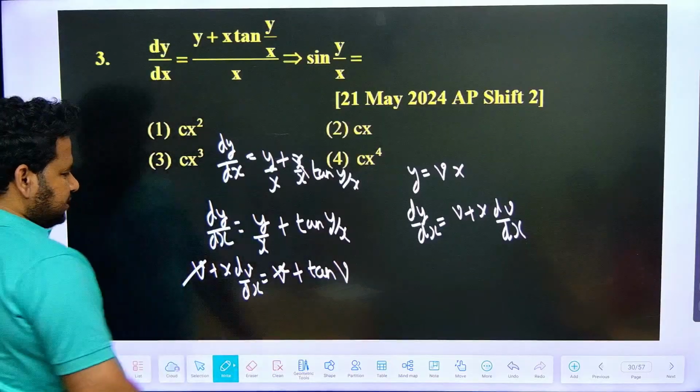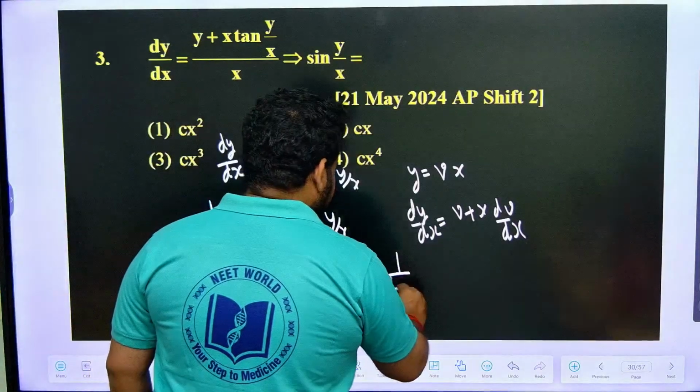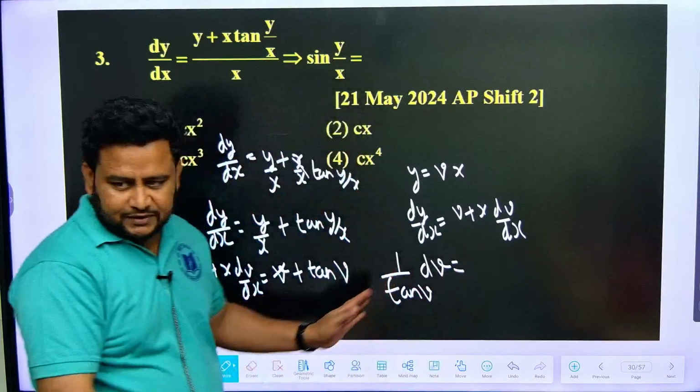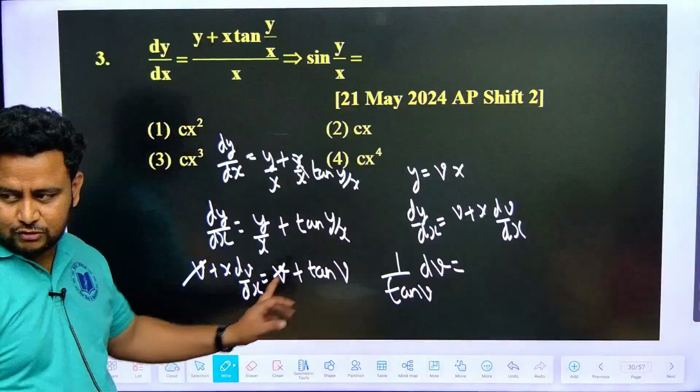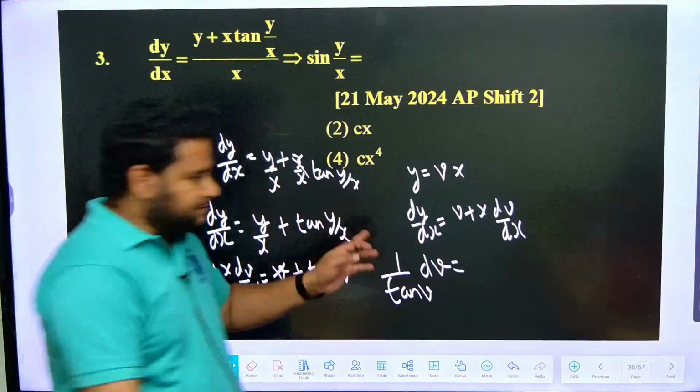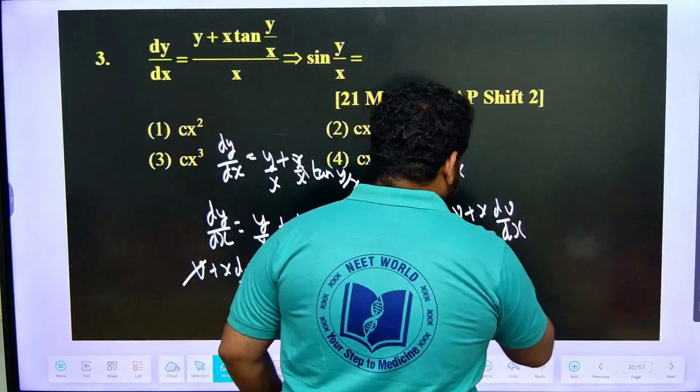So I can apply what? Variable separable method. So this will be 1 by tan v into dv. This will come down, means 1 by tan v into dv. So this will be what? 1 by x into dx. The 1 by x, dx will go up: 1 by x into dx.